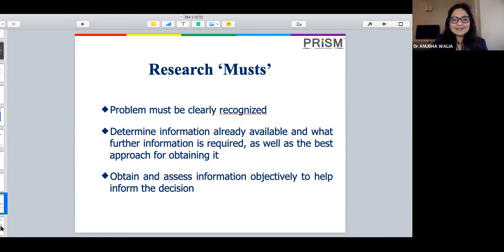All right, so there are certain research myths: that the problem must be clearly recognized. It's a must approach. You need to determine the information which is already available.